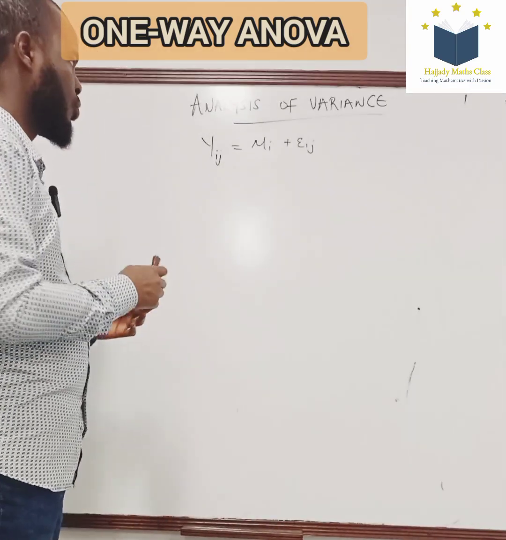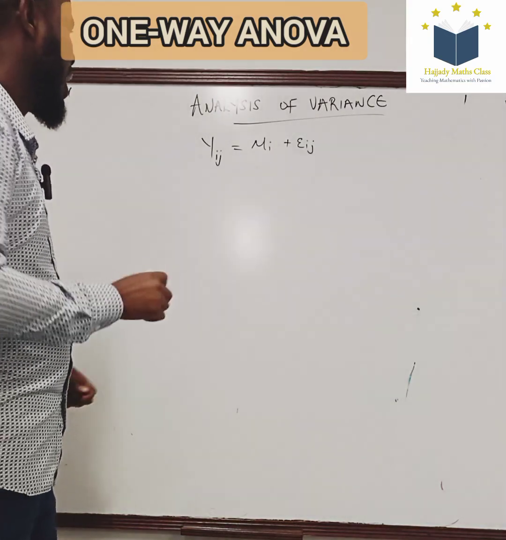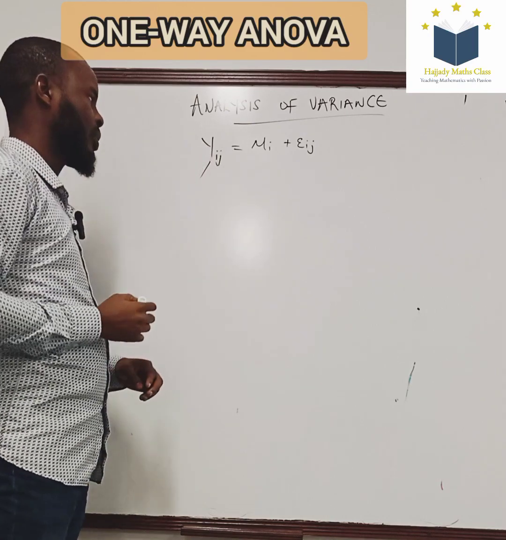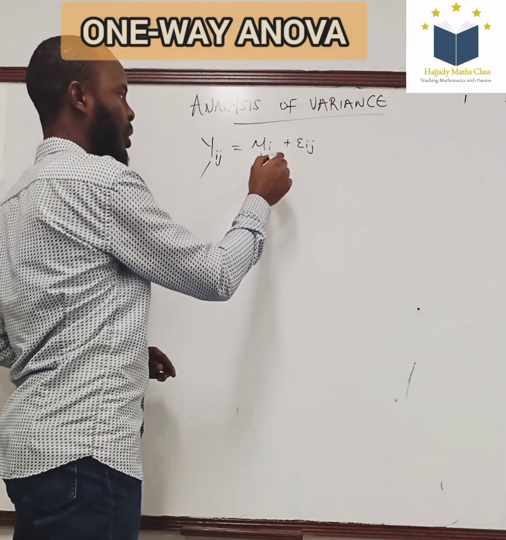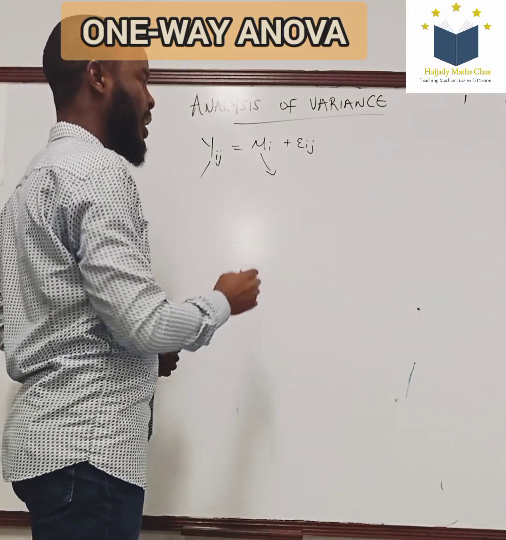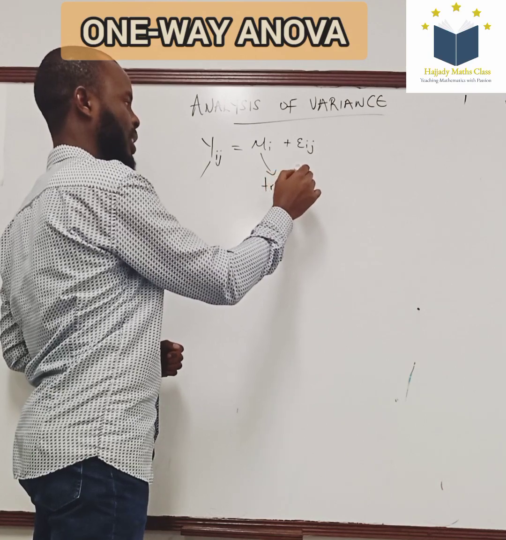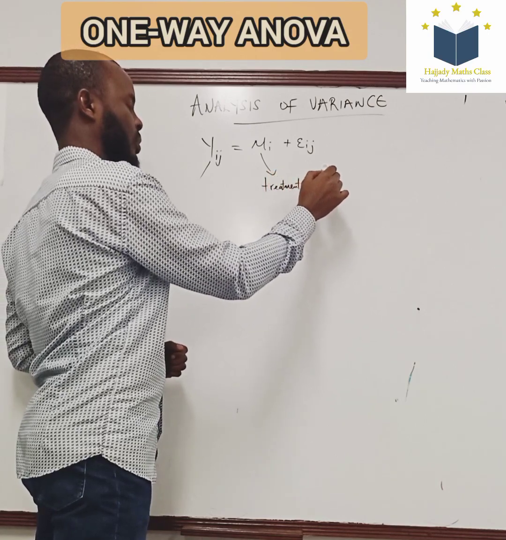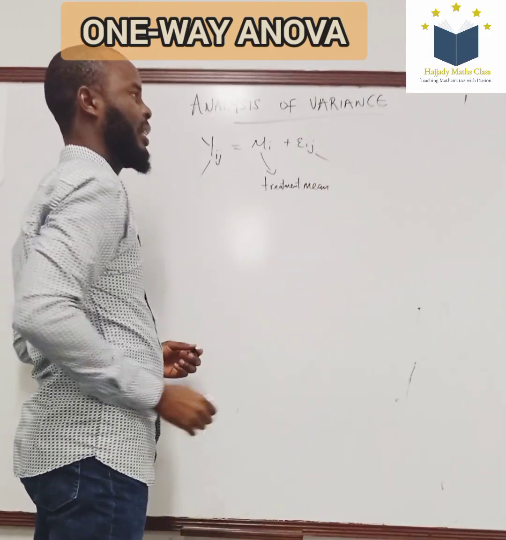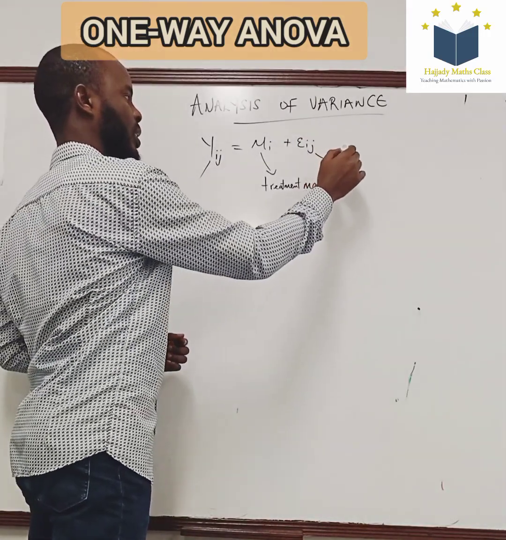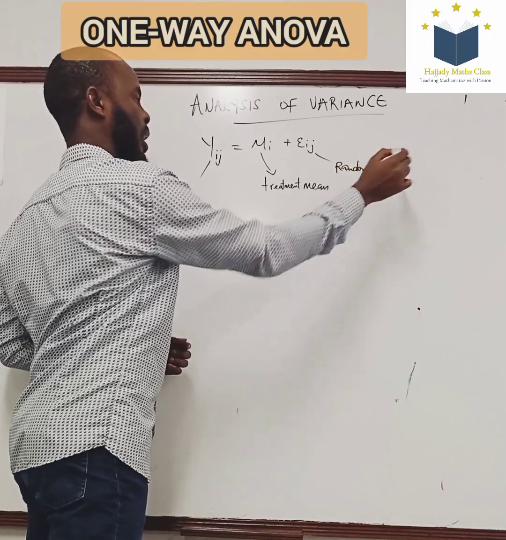But there's a need for us to know the statistical background regarding this. So here we have our Yij. This talks about what? The observation. And we have our mu i. The mu i is the same thing as the treatment mean, so this is the mean of the treatment being assigned. And we have our Eij, which is also known as the random error.